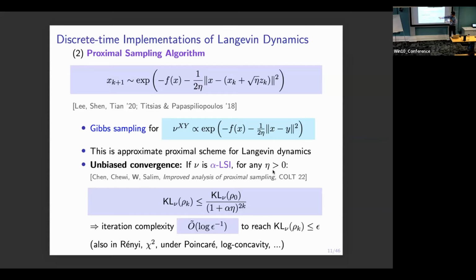And this guarantee also works for Renyi divergence, for chi-squared, under Poincare, log concavity, and so on. And also, as a preview for the diffusion model, some of you might recognize that in a sense this actually looks very close to diffusion model. And it turns out the analysis was also very similar in hindsight. But if I have time, I'll go back to that.